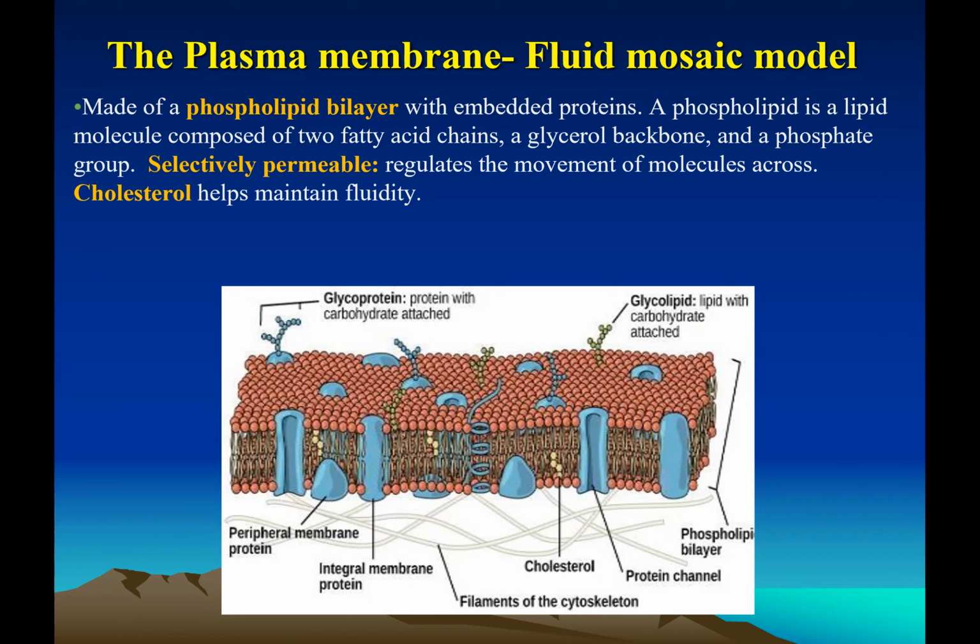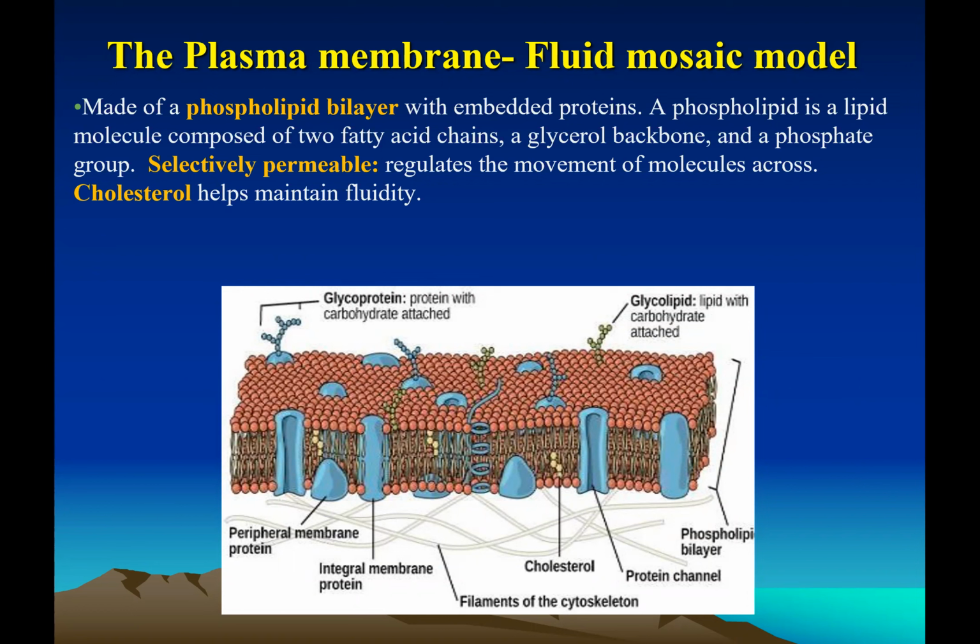The phospholipid will have a phosphate group and two long fatty acid chains. And this is water loving, so this is hydrophilic. And this part is hydrophobic. Because of this nature, it forms a bilayer like this. Then you can see all these proteins. The protein that goes right through is called integral protein. The protein that sits on the outside is peripheral protein.